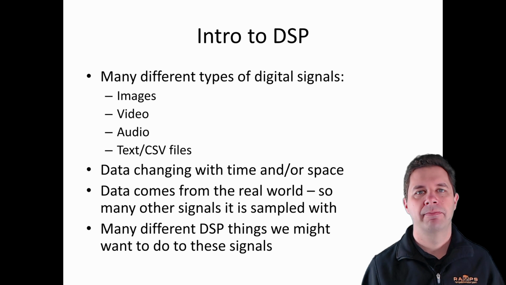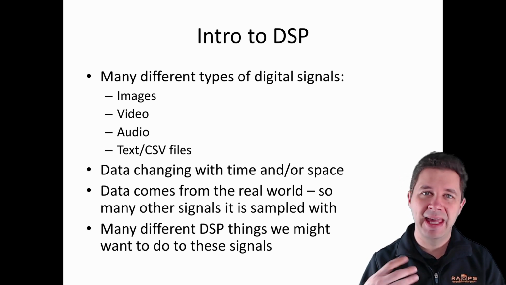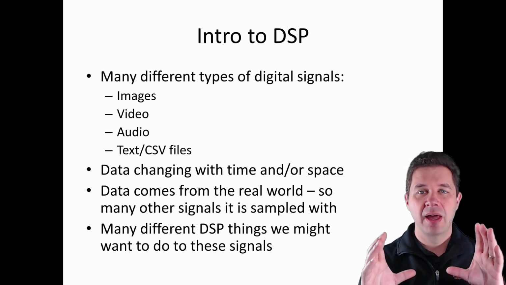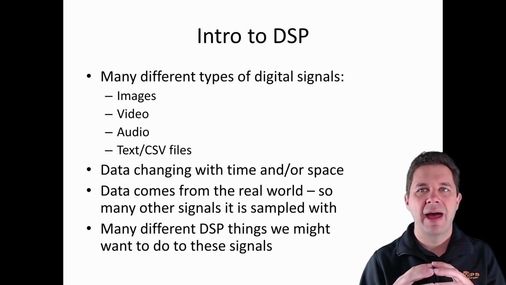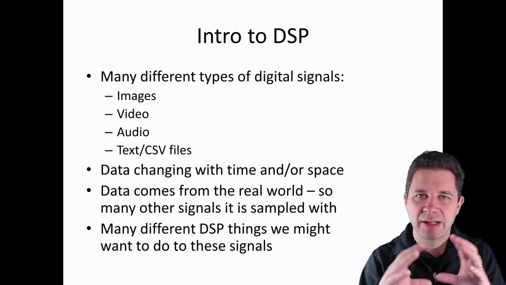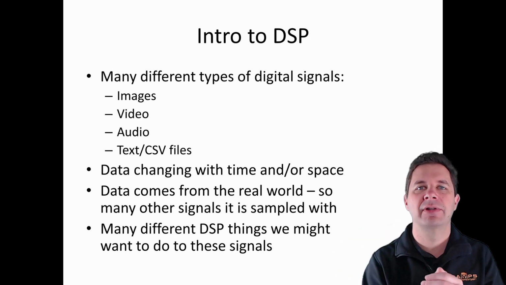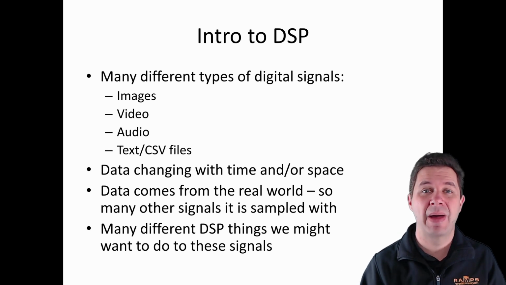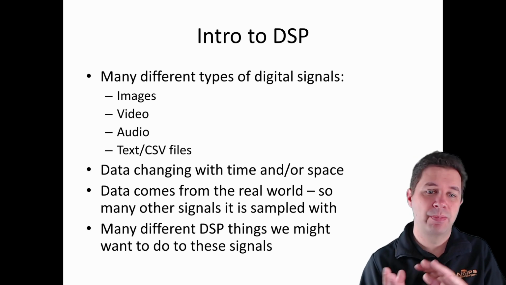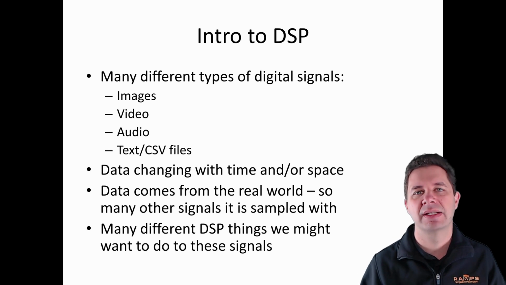Let's get into DSP. We know that there's many different types of signals. Everything from images, so 2D images, through to video, through to audio, through to where we can store our signals as text files or CSV files, where we have line after line after line of sensor data in there. And this data is changing with time and/or space as we sample it over time, and as we collect it, as potentially we move around and make various measurements at different points.